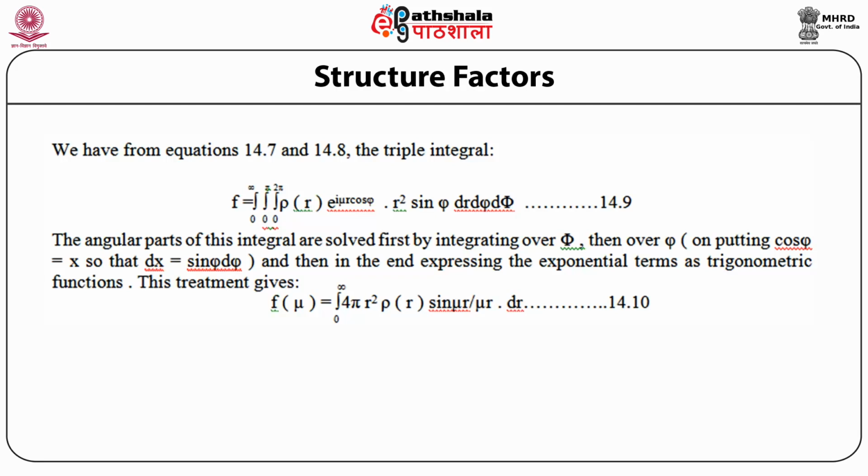The angular parts of this integral are solved first by integrating over one angle, then over angle phi, on putting cos phi equal to x so that dx is equal to sine phi d phi, and then in the end expressing the exponential terms as trigonometric functions. This treatment gives f of mu equal to the integral from 0 to infinity of 4 pi r square rho of r sine mu r by mu r dr, referred to as equation 14.10.